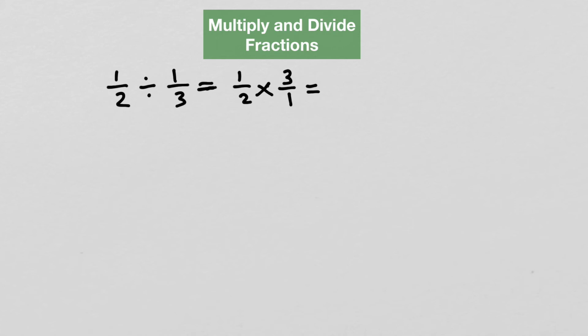to get your answer. So 1 times 3 is 3. 2 times 1 is 2. So your answer is 3/2, or you can change this into a mixed number, which is 1 and 1/2.